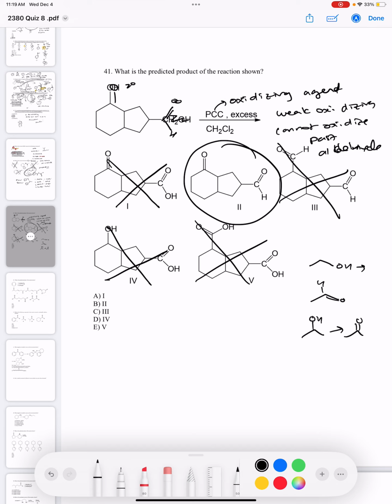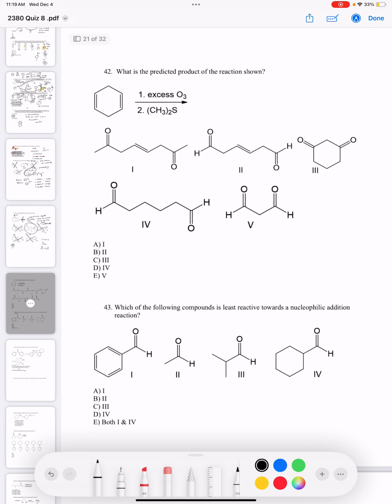So if you just know that PCC can't get you all the way to a carboxylic acid, you could have gotten rid of 1, 4, and 5, leaving you only with 2 and 3. And then as long as you know that secondary alcohols go to ketones, then you would have been able to narrow it down to answer choice 2. Okay.